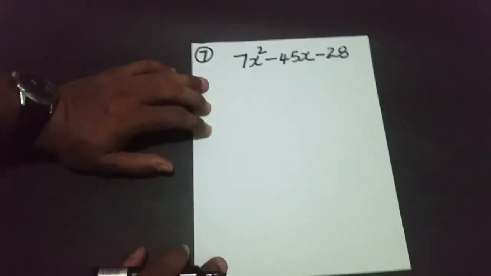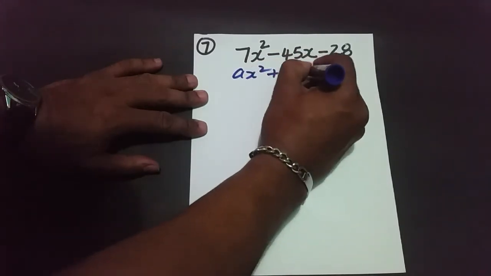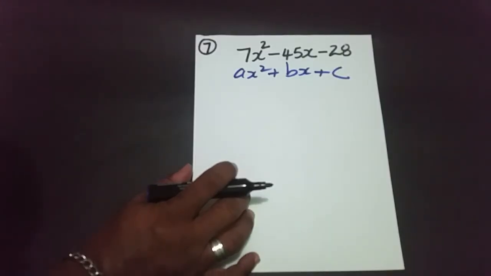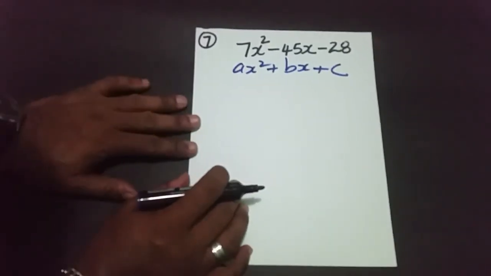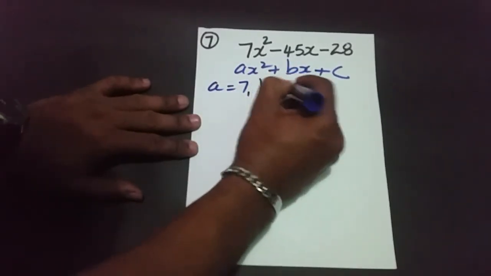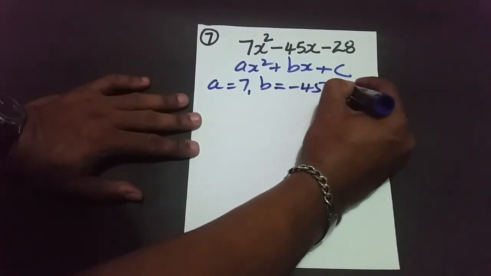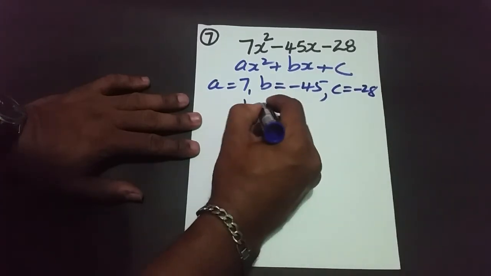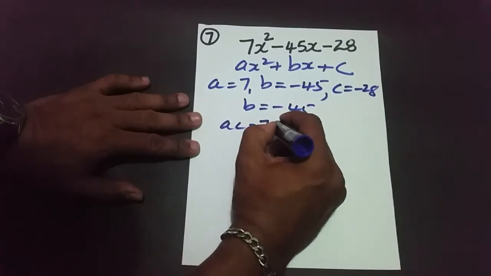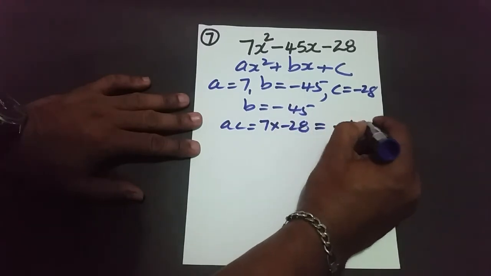All right, question 7. Again, yes, it's in the general form. All right, and again, what you want to do is to make sure that you correctly identify the values of a, b, and c. So in this particular case, a is 7, b is minus 45, and c is minus 28. So b is in fact minus 45. ac is a product of 7 and minus 28, which in this particular case is minus 196.